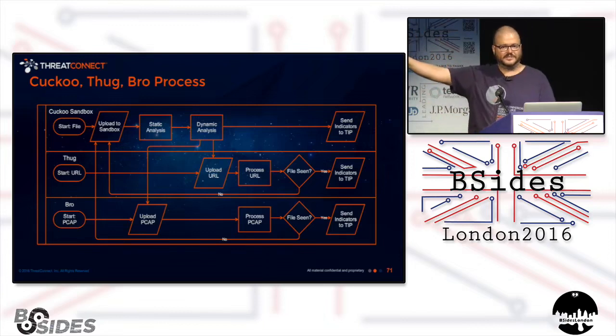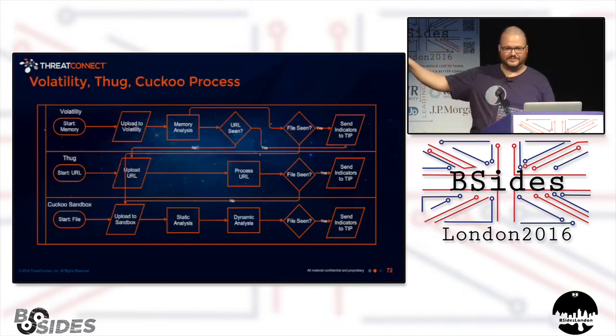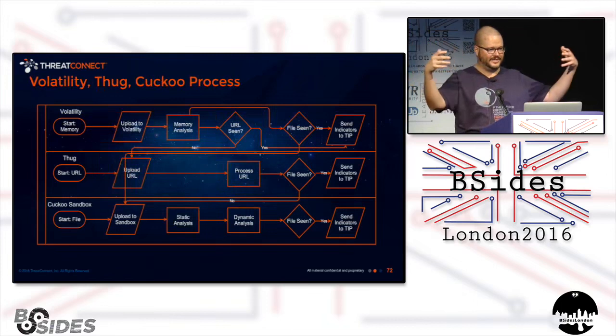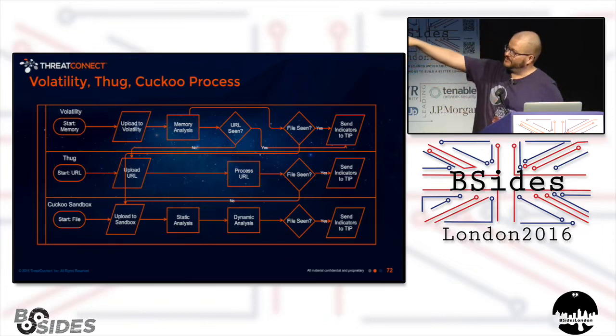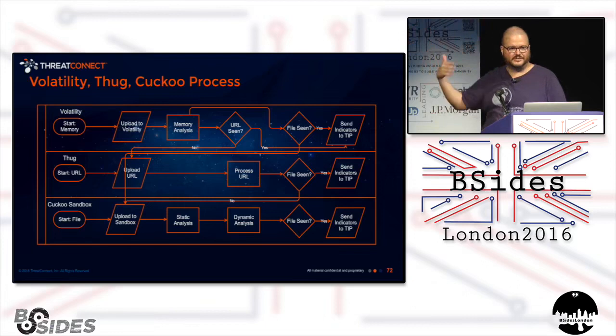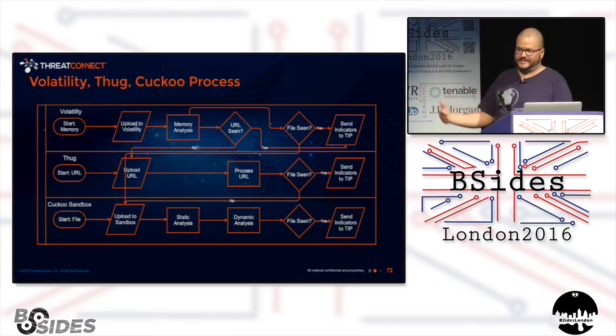I know that Volatility is not in this set of swim lanes. That's because if you add Volatility, it just all looks like complete spaghetti. But I've separated Volatility out, and you can on your own logically combine these two, but visually it just doesn't work very well. So with Volatility, you upload the memory image, and it does memory analysis. If you've seen a URL, and this is basically the same logic over and over, if you've seen it, then take that analysis and add it to your threat intelligence platform. If you haven't seen it before, then analyze it with the next open source tool.